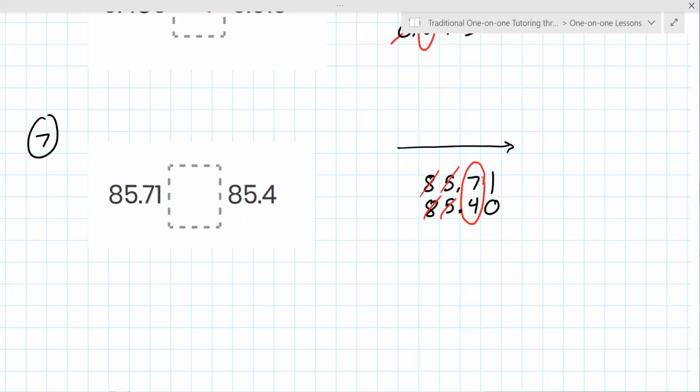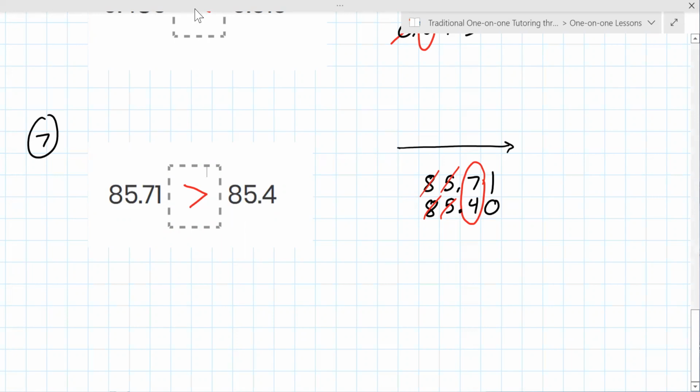Which is greater? 7. Okay, so that means that the number with the 7 in it is greater. So what symbol goes in here? The less. But we just said that the one with the 7 is greater. So greater. Yes. And sometimes you have to say it out loud to yourself. You have to say 85.71 is greater than 85.4.